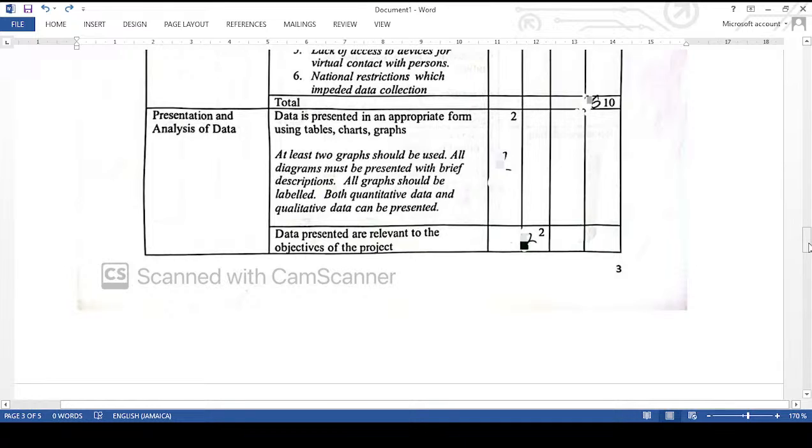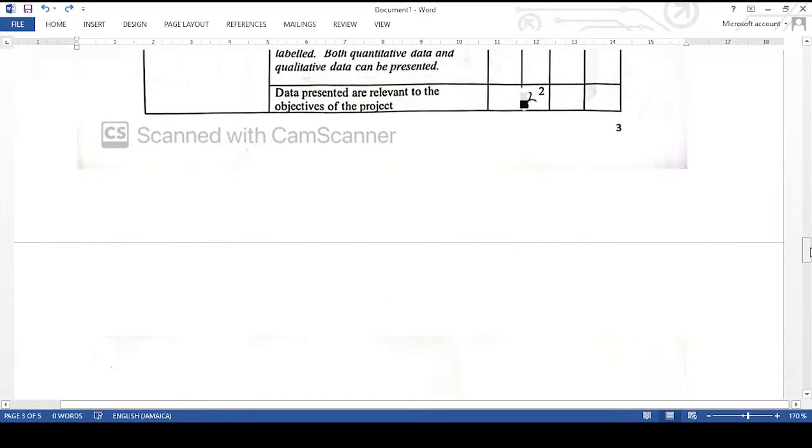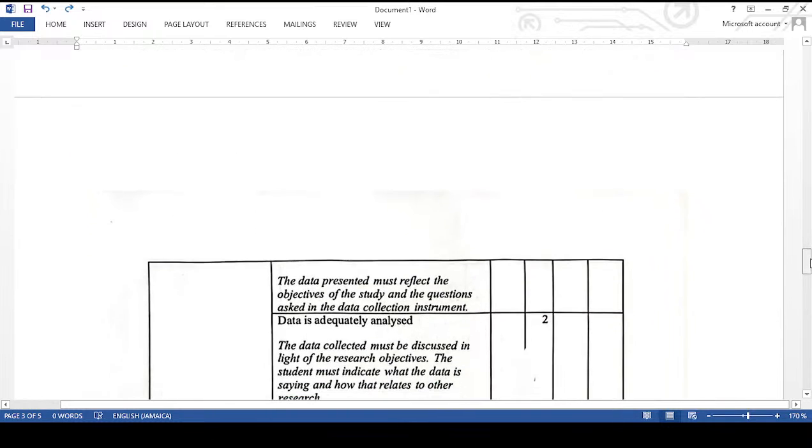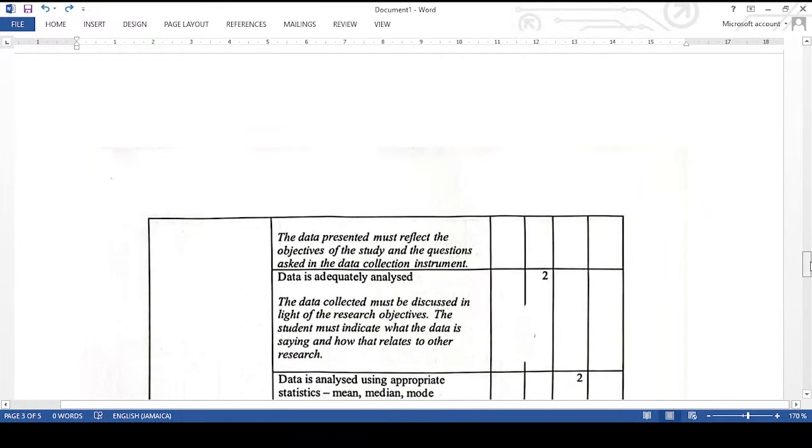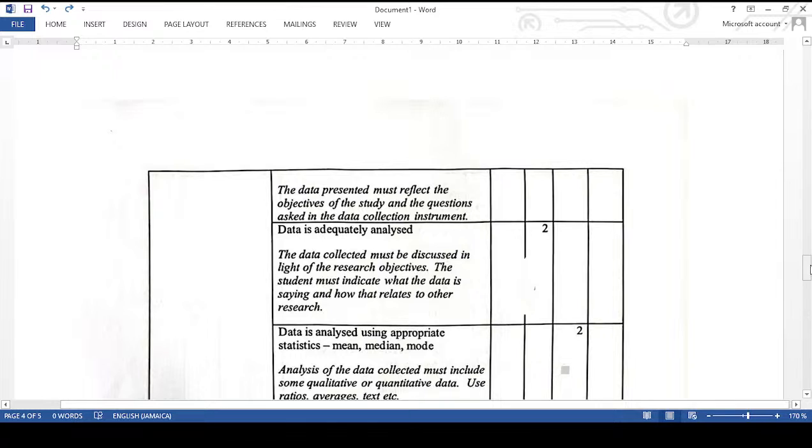So the data is presented in an appropriate form using tables, charts, graphs. At least two graphs must be used, right? All diagrams must be presented with brief descriptions. All graphs should be labeled. Both quantitative data and qualitative data can be presented. Right? Data presented are relevant to the objectives of the project. Right? The data presented must reflect the objective of the study and the questions asked in the data collection instrument.